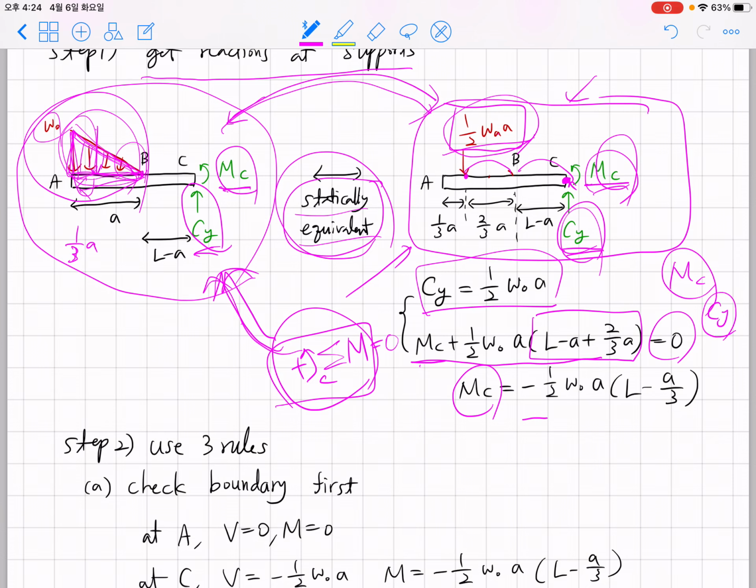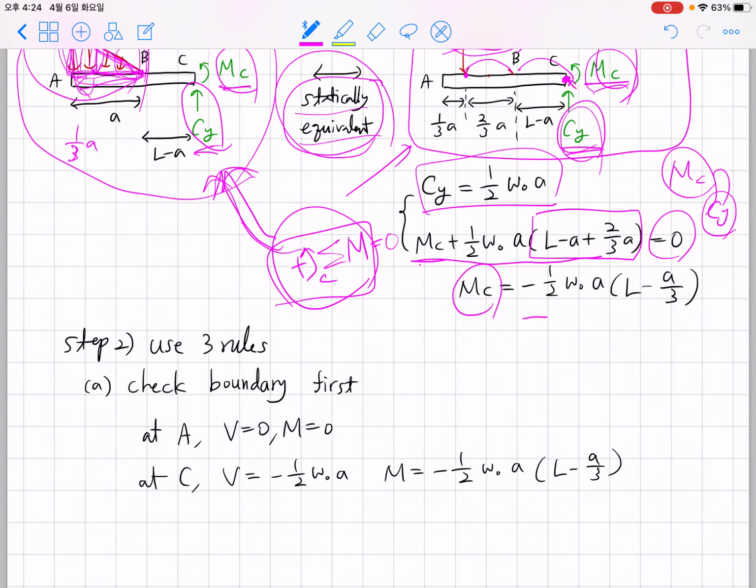After plugging these reactions into the original problem, we'll try to use the 3 rules. So how do we apply the 3 rules? Rule 1, rule 2, and rule 3. First, we have to check the boundary condition.